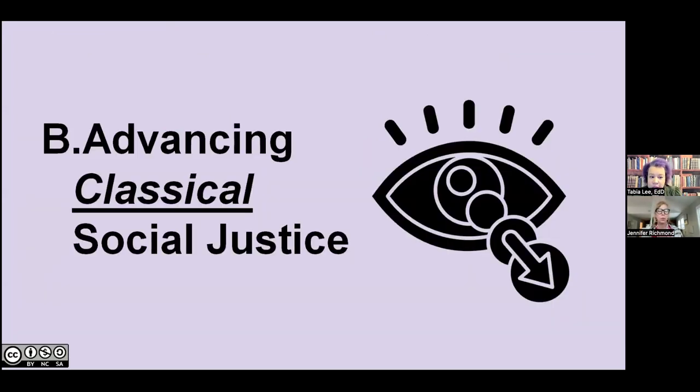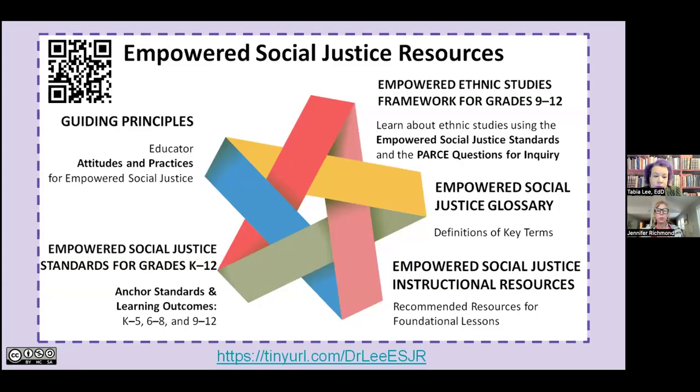So how do we advance classical social justice? I've outlined the differences between a critical and a classical approach. How do we advance classical? Well, one tool, as I mentioned earlier, that I developed is the Empowered Social Justice Resources. You can download those and find these different components in there. There are other organizations working on different social justice approaches as well, so I encourage folks to check those out too.